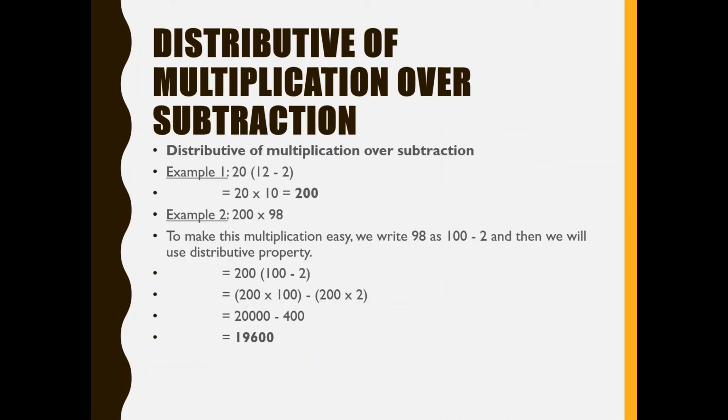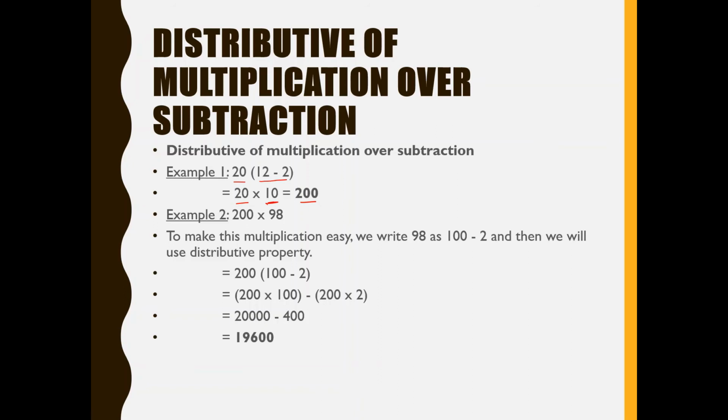Similarly, we can also apply the distributive property of multiplication over subtraction. Here I have taken again two examples. In the first example, if you multiply 20 by 12 minus 2, we first solve 12 minus 2 and write the answer as 10. When you multiply 20 by 10, I get 200. So that means it is possible to break the number by subtracting also.